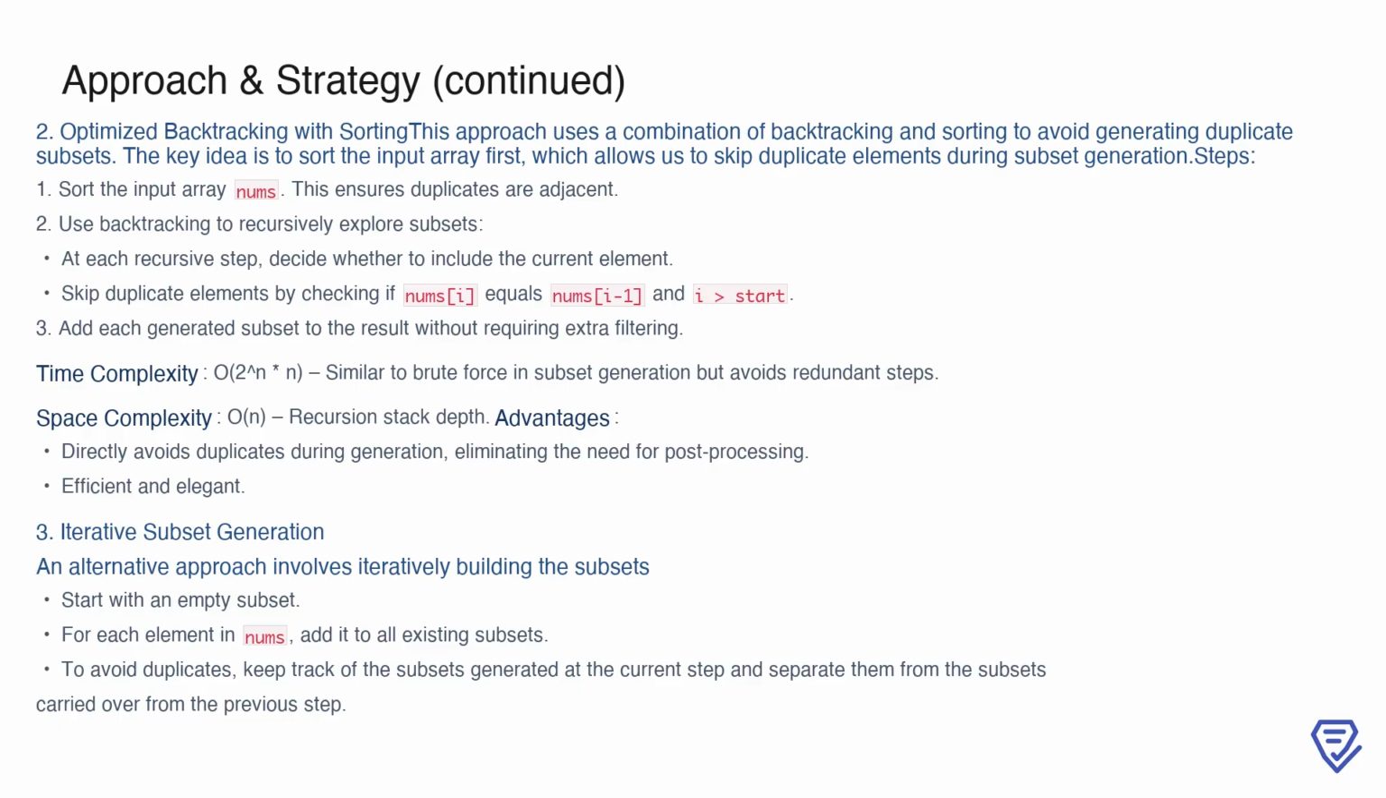Importantly, to avoid duplicates, we check if the current element is the same as the previous one, and if so, we skip it unless it's part of a new starting point in the recursion. This eliminates the need for post-processing steps to filter duplicates. This approach still has a time complexity of 2 to the power of n times n due to the subset generation, but it avoids redundant computations, making it more efficient.